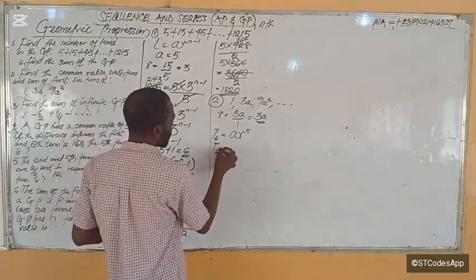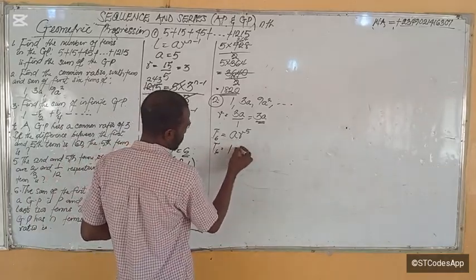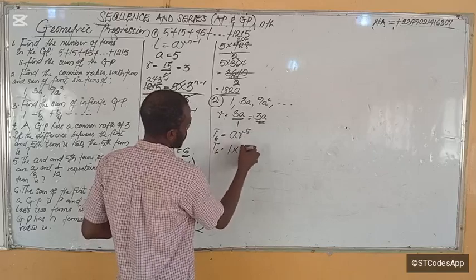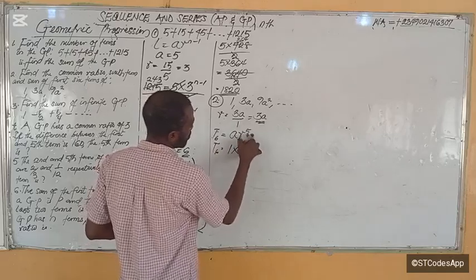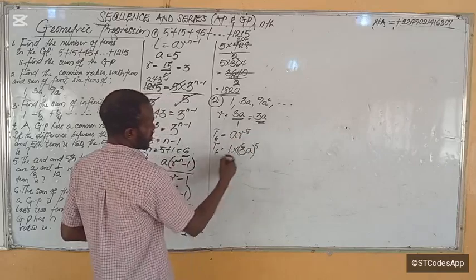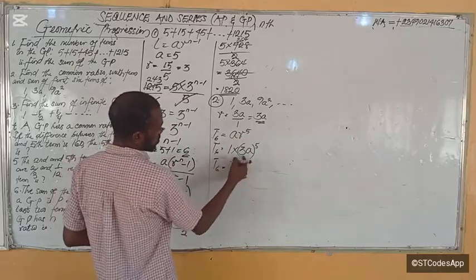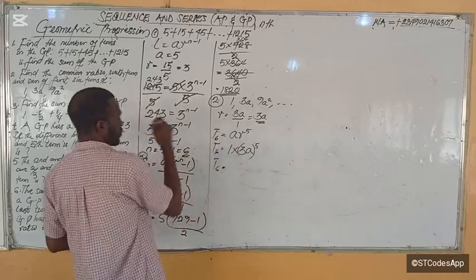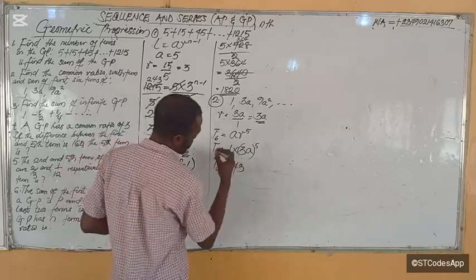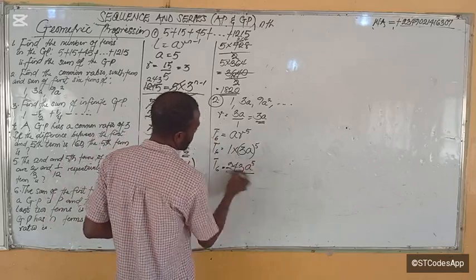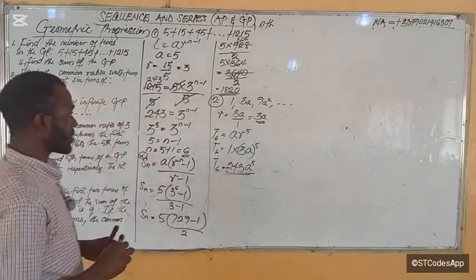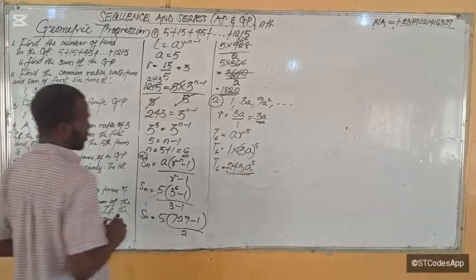So to find T6, we already know A, which is 1, times R, which is 3, so A R raised to power 5 is 1 times 3 raised to power 5. So T6 becomes 1 times 3 raised to power 5, which is 243. That will be 243, A R raised to power 5. Exactly. Okay, we're not even done yet.